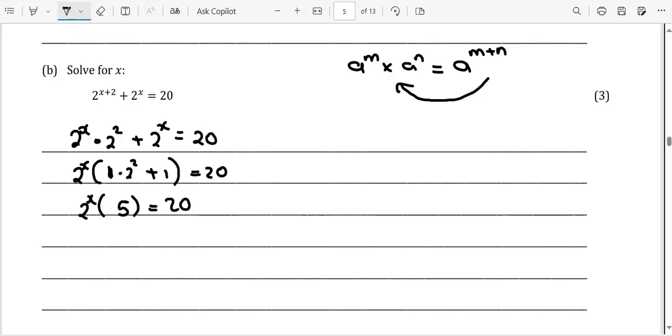Then we can divide both sides by 5 because we are trying to isolate what? We are trying to isolate x. So I have 2 to the x is equal to 20 divided by 5. This will give us 4.